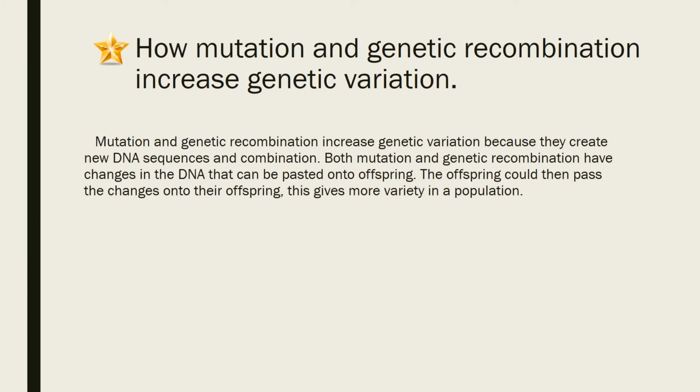So after seeing all these notes and taking them down, you should already know the answer to our main question, which was how mutation and genetic recombination increase genetic variation. The answer is mutation and genetic recombination increase genetic variation because they create new DNA sequences and combinations. Both mutation and genetic recombination have changes in the DNA that can be passed on to offspring. The offspring could then pass the changes onto their offspring. This gives more variety in the population.